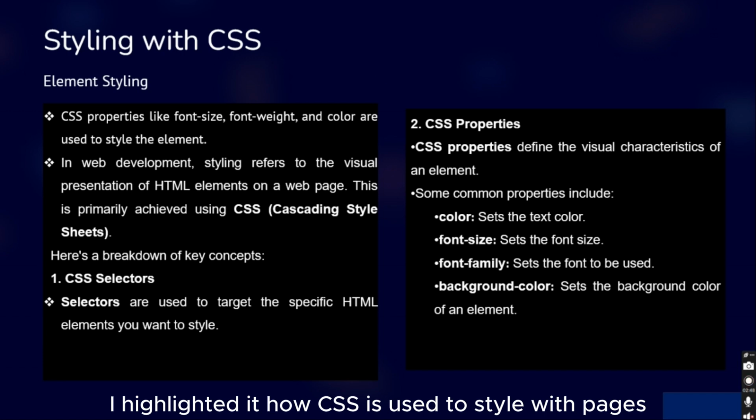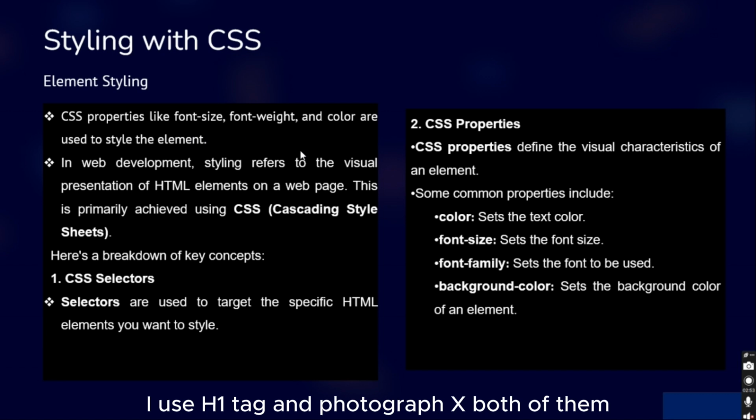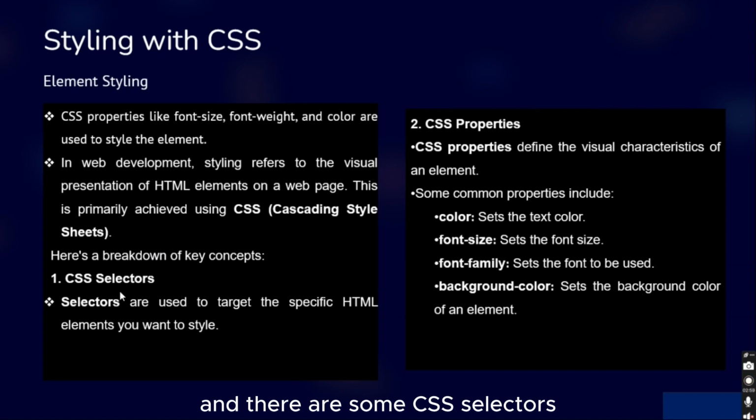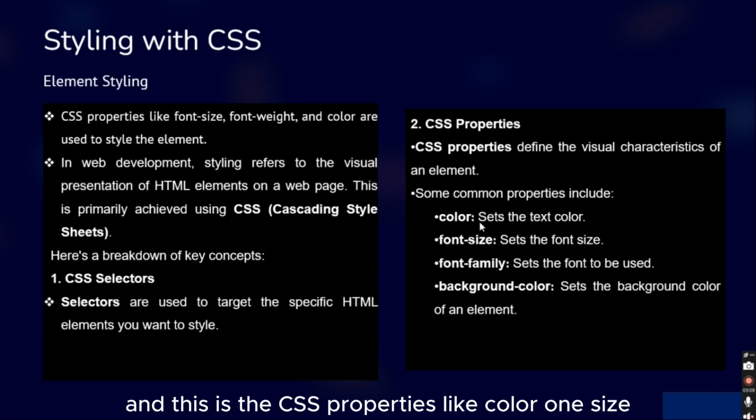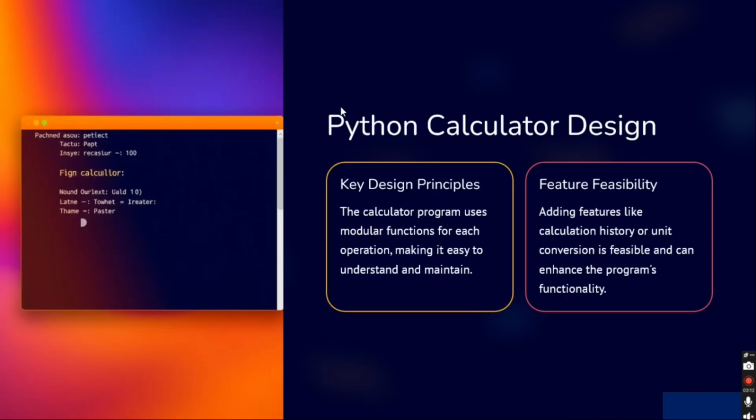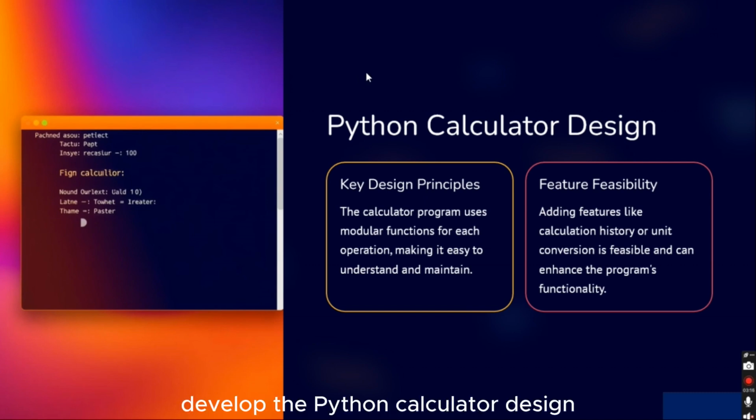I highlighted how CSS is used to style web pages. I use the H1 tag and paragraph tags, both of them, and there are some CSS selectors which are used to target the specific HTML elements you want to style, and these are the CSS properties like color, font size, font family and background color. The third programming task was to develop the Python calculator design.